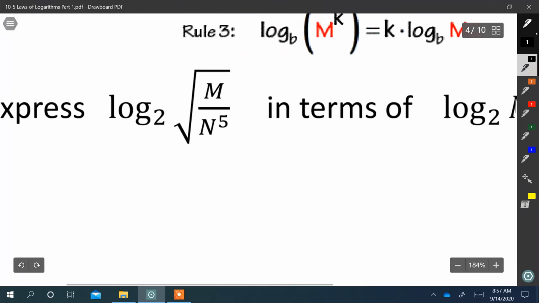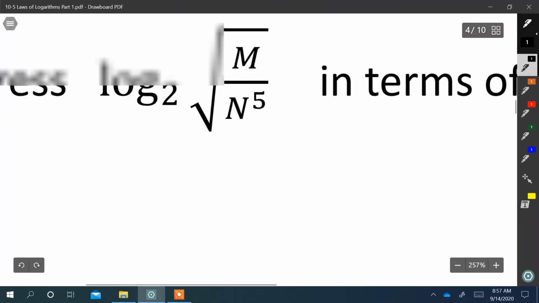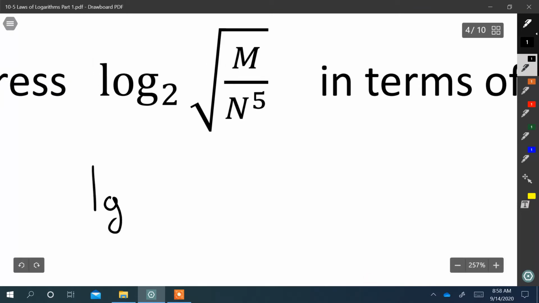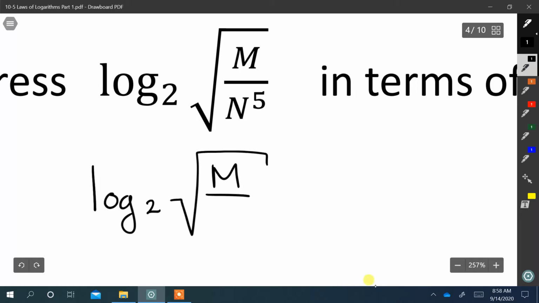Alright, example number 2. Let's take a look at this one here. We're going to expand this one. So we have log, oops, I always miss the O for some reason, with base 2, and we have the square root of m over n to the 5th power.